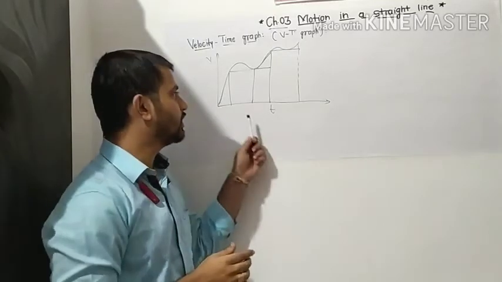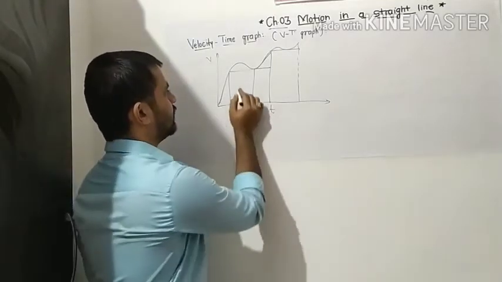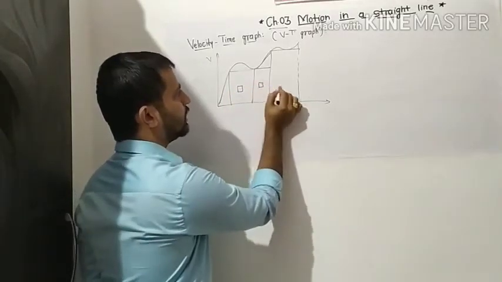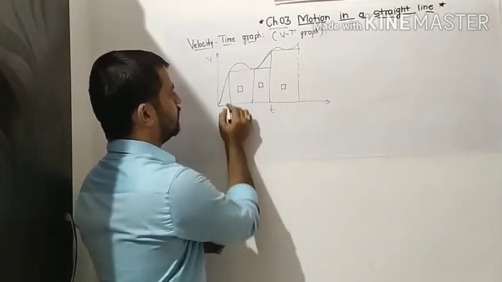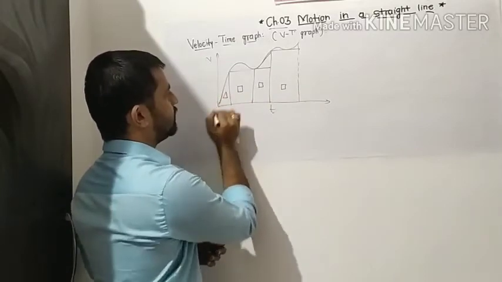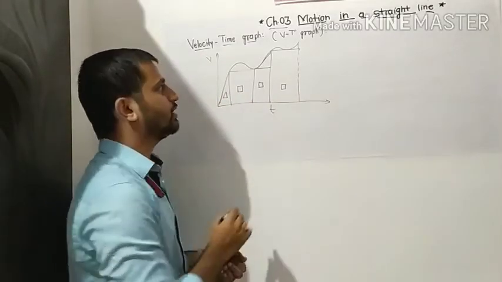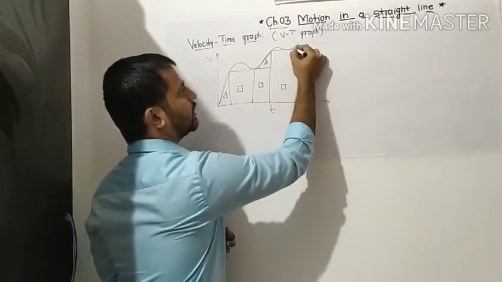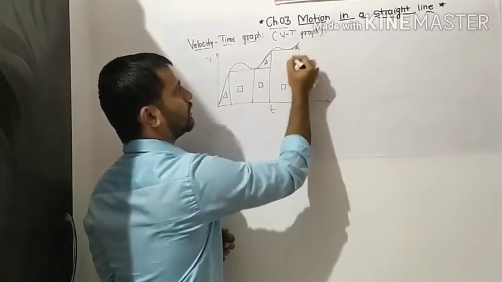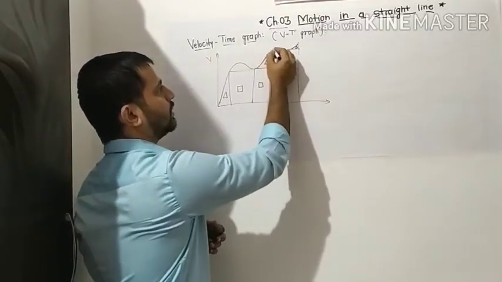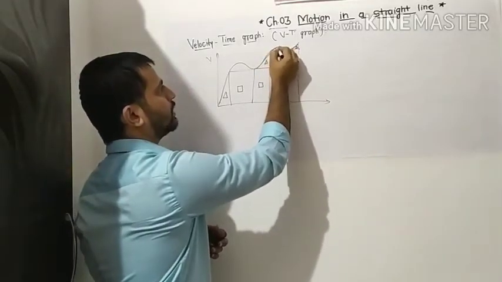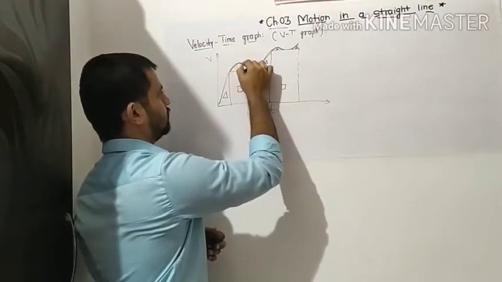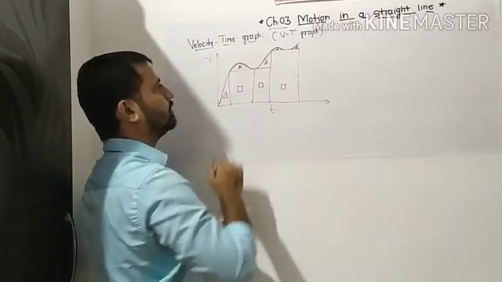First of all, we can find the area of this rectangle, then the area of this rectangle, area of this rectangle, then the area of this triangle, then the area of this triangle. Then if I connect this, here again we will get one triangle, and here again, one more triangle.